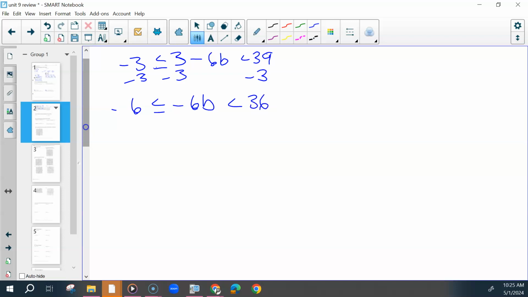Number 7. My board glitched, I don't have the 7 on the front page. Okay. Then divide everything by negative 6, and all your signs are going to change directions. So 1 is greater than or equal to b, which is greater than negative 6.